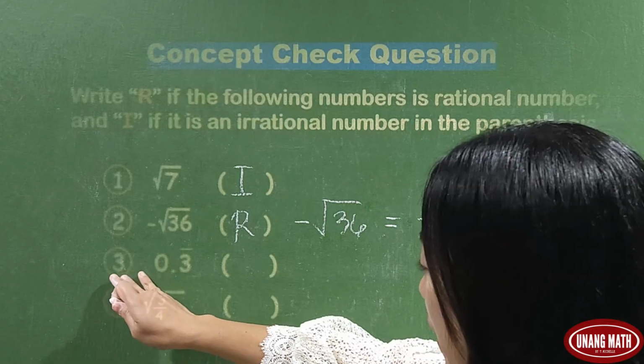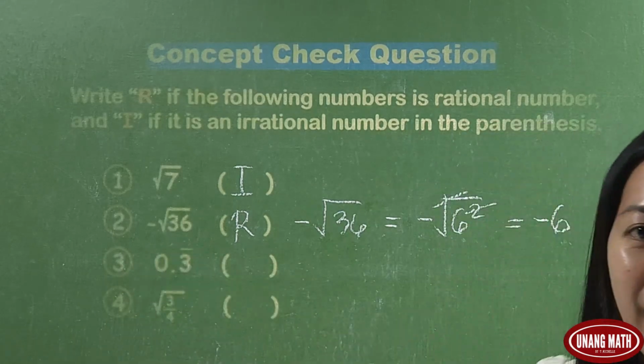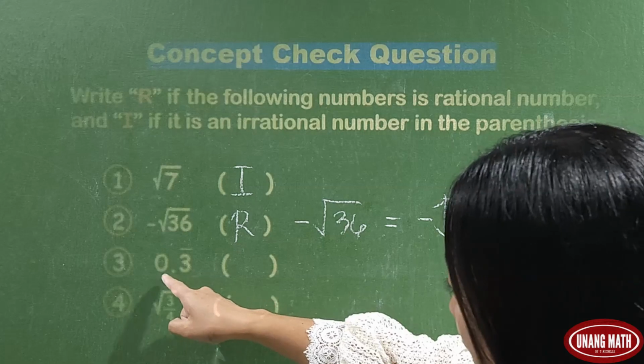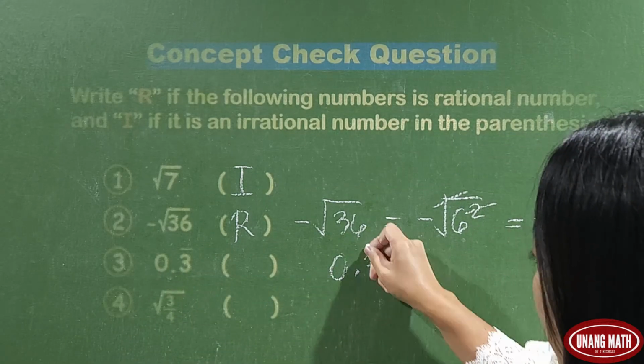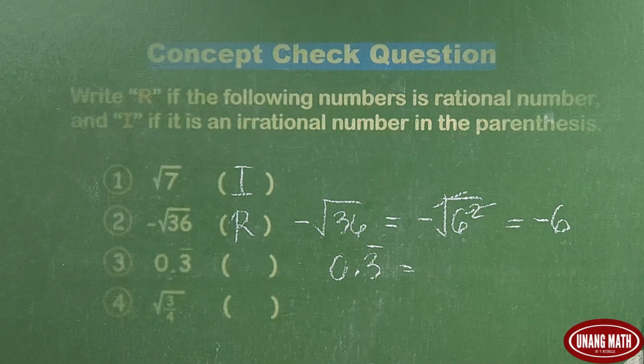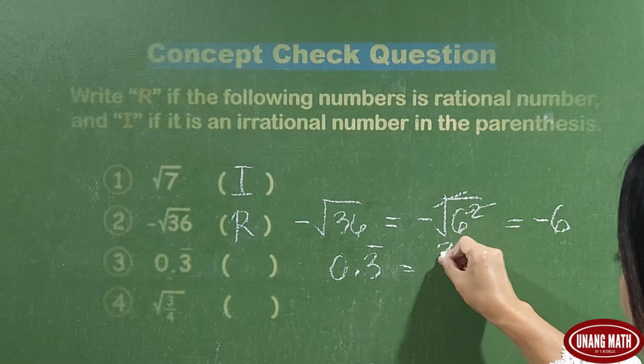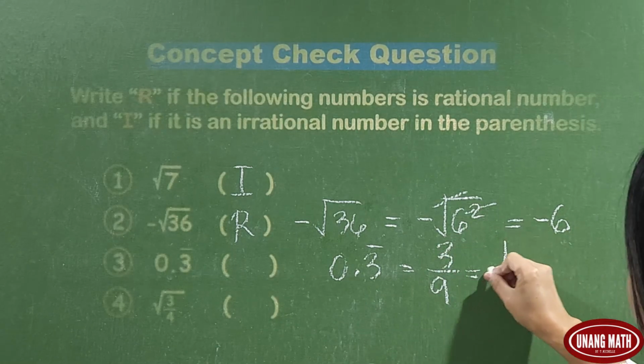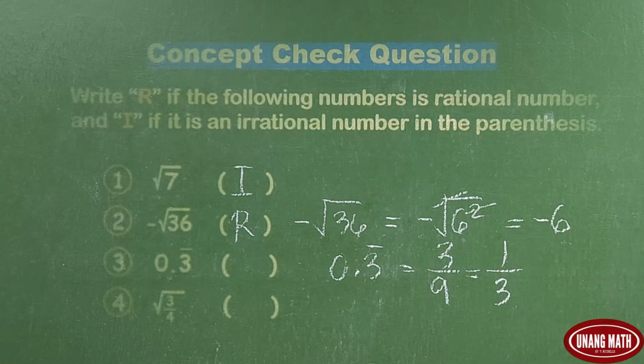Okay, what about number 3? 0.3 repeating. We can actually convert this one to a fraction, 3 over 9, or simplified, 1 over 3.